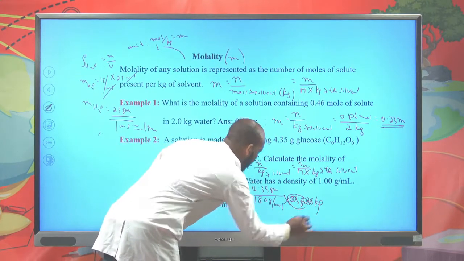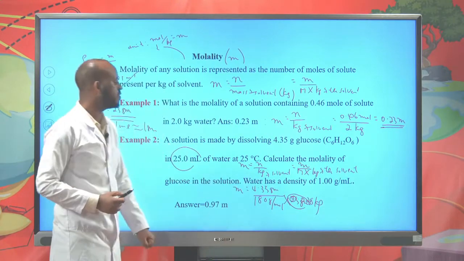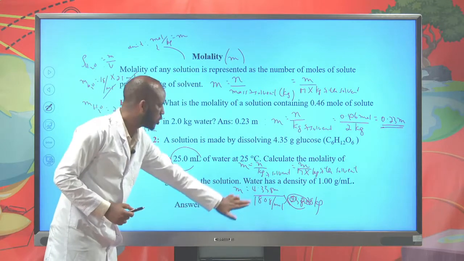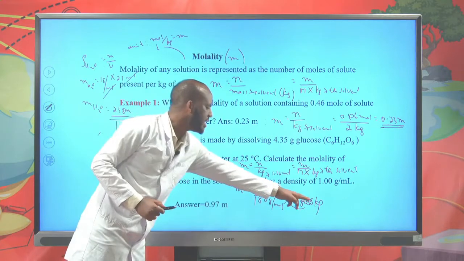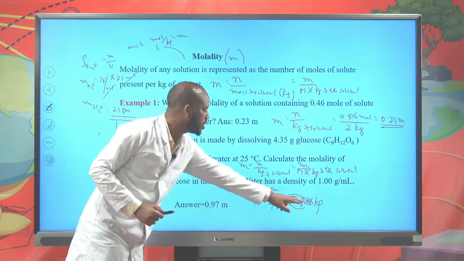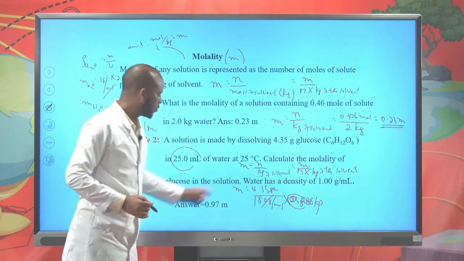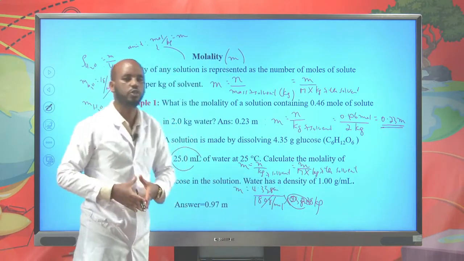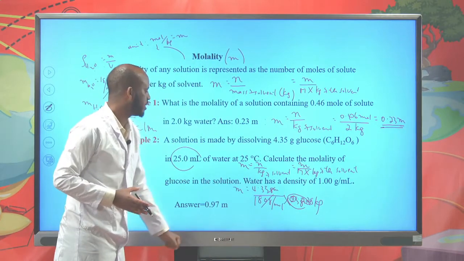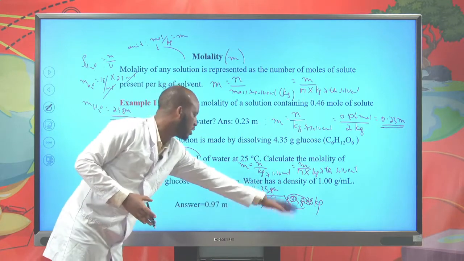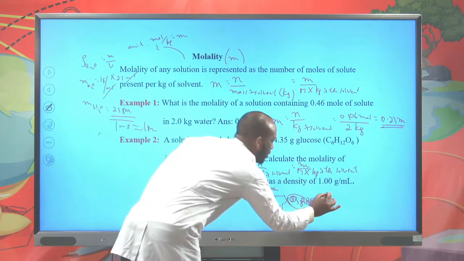25 gram is 0.025 kilogram. Molality equals 4.35 gram divided by the molar mass of the solute, 180 gram per mole, times the mass of the solvent in kg, which is 0.025 kilogram. Gram will be cancelled by gram. We are left with mole per kg, which is the unit of molality. Now 4.35 divided by 180 times 0.025 is 0.97 molal.